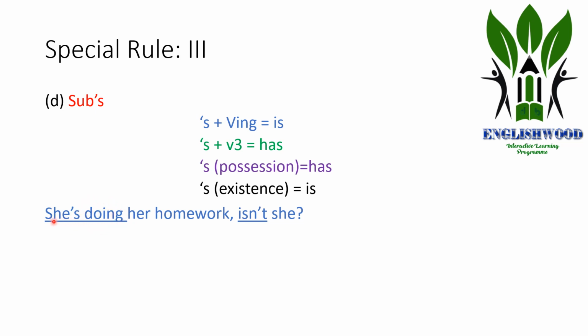Look at the example. She's doing her homework. So she's doing is verb ing. Therefore this is is. That means she is doing her homework, isn't she?